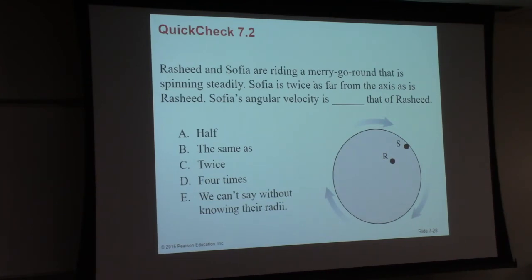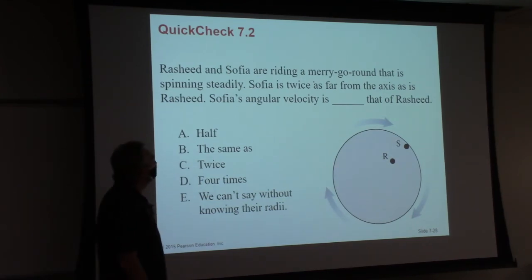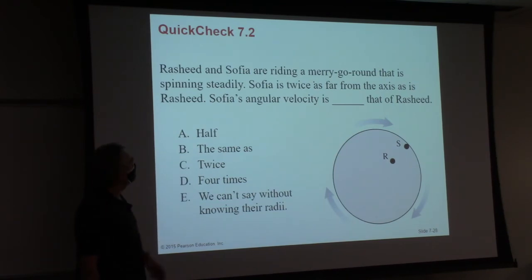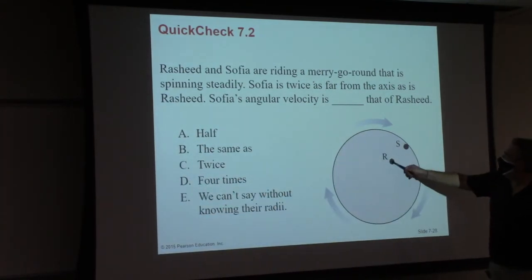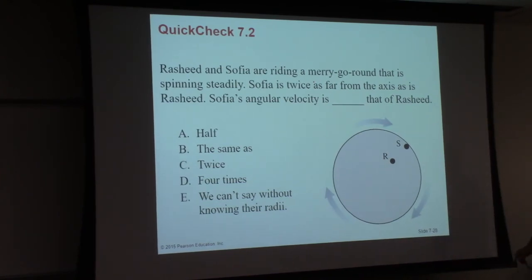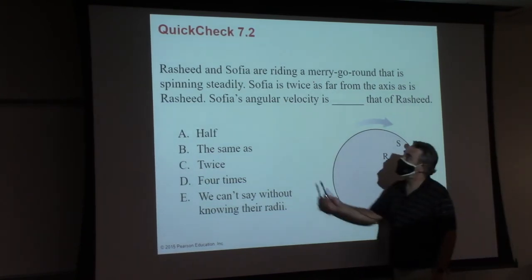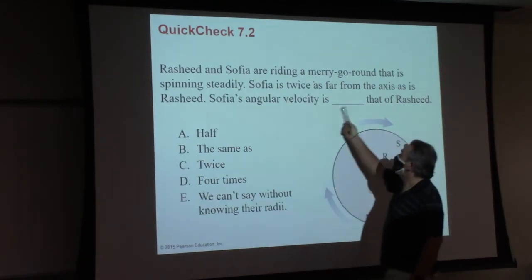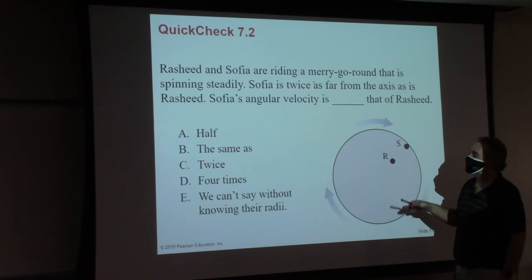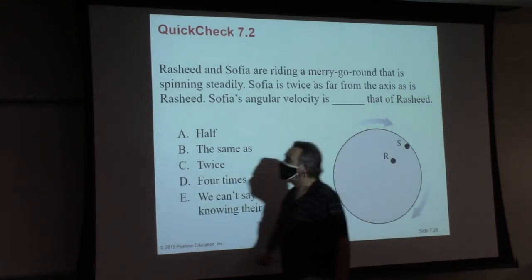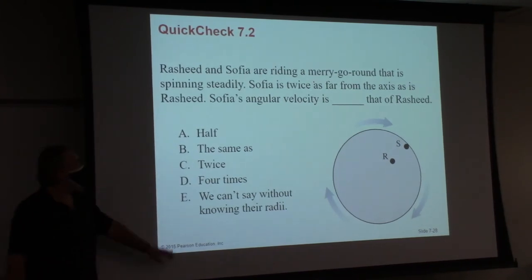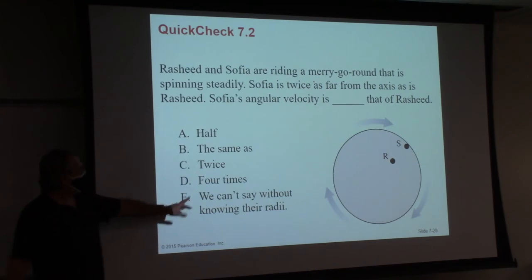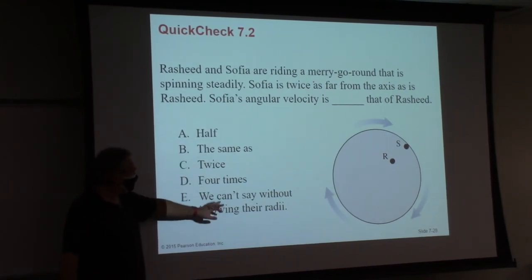Here's a voting one we can take a look at. Rashid and Sophia are riding a merry-go-round that is spinning steadily. Sophia is twice as far from the axis as Rashid. So this is Sophia, and this is Rashid here. Sophia's angular velocity, you have to really be careful what they're asking here. Angular velocity is half, same, twice, four times, or you can't say without knowing the actual numbers. So it's a kind of voting one. We want to know, is Sophia's angular velocity half, same, twice, four times as much, or you can't say.